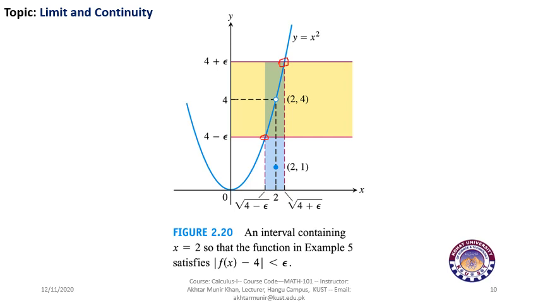So in this case we have 4 minus epsilon and 4 plus epsilon. As we know, this is smaller than 4 plus epsilon, because here epsilon is a positive number, and subtracting a positive number and adding a positive number to the same number makes this term less than this one. So we will choose this delta value; in this situation, corresponding to any epsilon, our delta will be the square root of 4 minus epsilon.